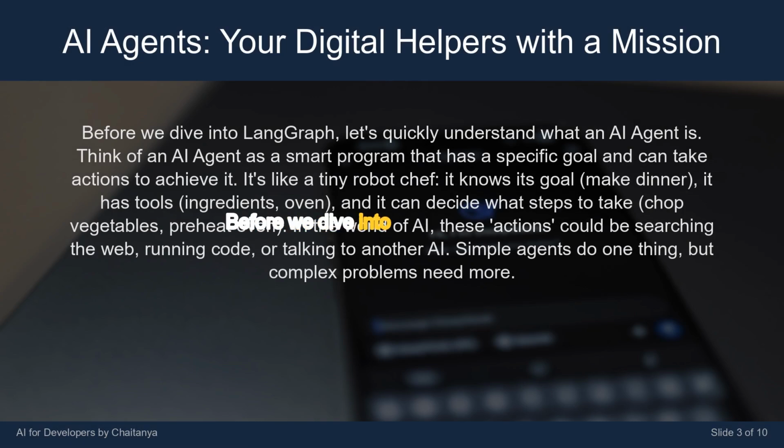Before we dive into LangGraph, let's quickly understand what an AI agent is. Think of an AI agent as a smart program that has a specific goal and can take actions to achieve it. It's like a tiny robot chef. It knows its goal: make dinner. It has tools, ingredients, oven, and it can decide what steps to take. Chop vegetables, preheat oven. In the world of AI, these actions could be searching the web, running code, or talking to another AI. Simple agents do one thing, but complex problems need more.